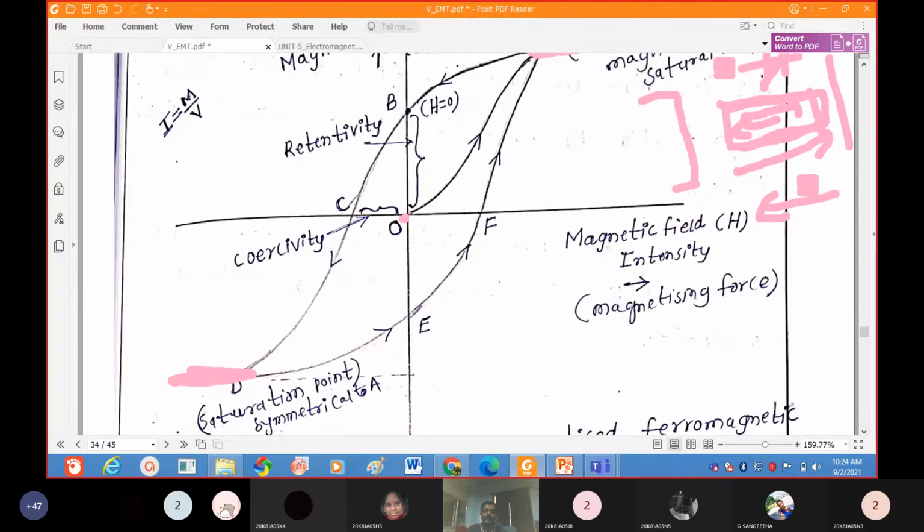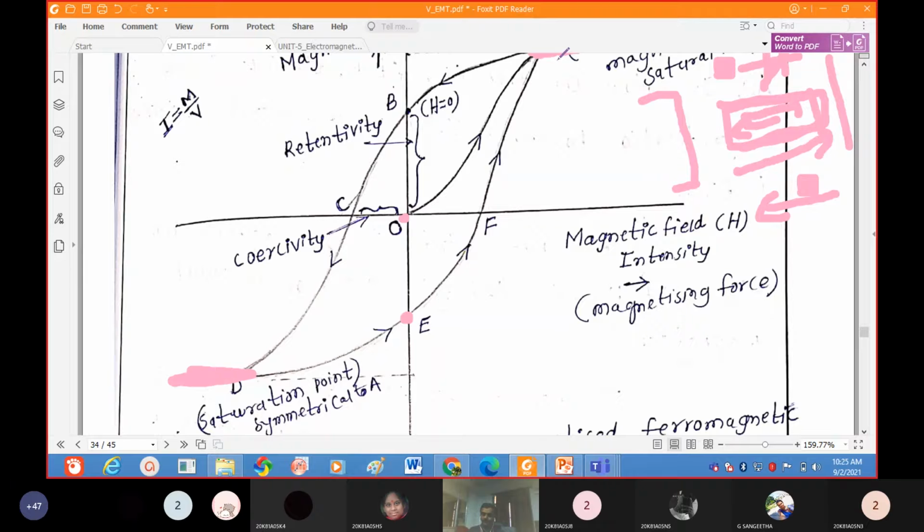After removing the H also, there is some induced magnetic field. That value is called retentivity. Now if you increase the H value in the opposite direction, at a particular H value the B value will become 0. If you increase the H value again, the B value increases like this, and after that it will become saturated. Okay, so this is the BH curve.